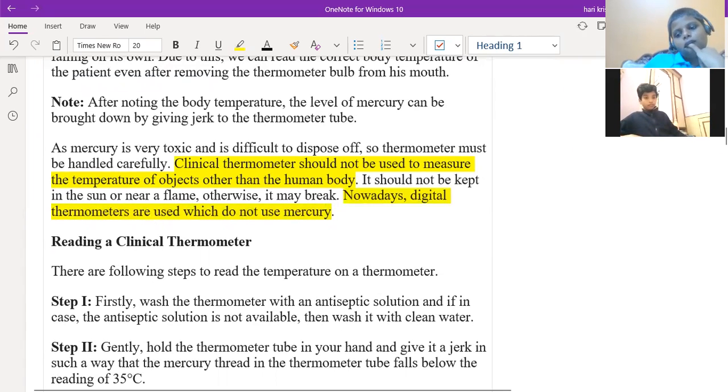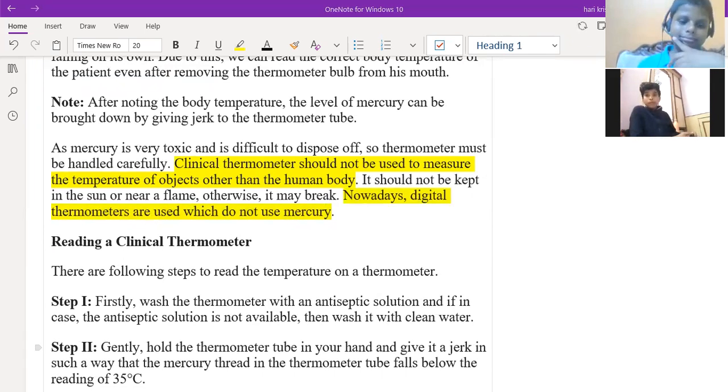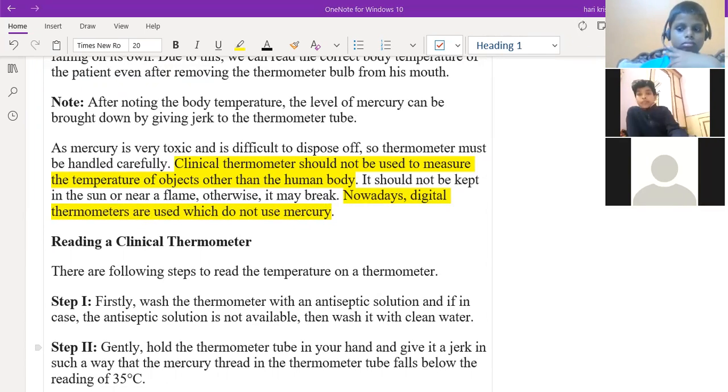Sir, I think it contains a thermostat or something. Thermostat? No, sir. Digital does not contain a thermostat. Mercury will not be there.